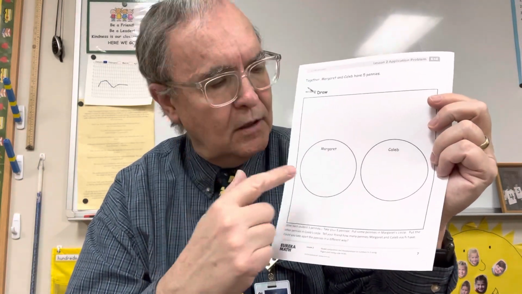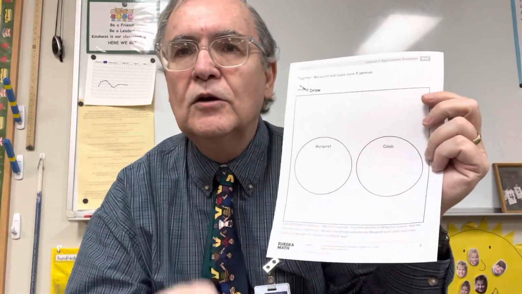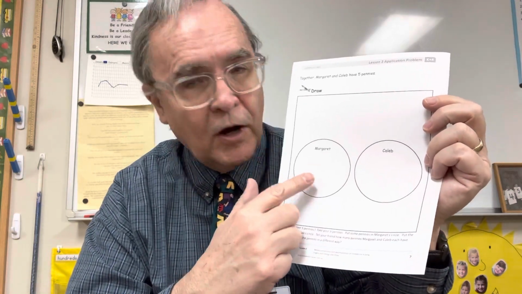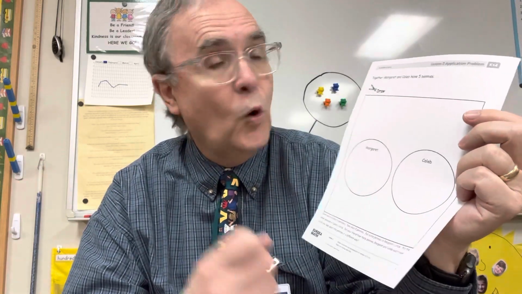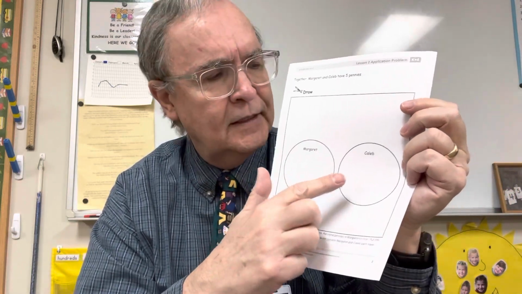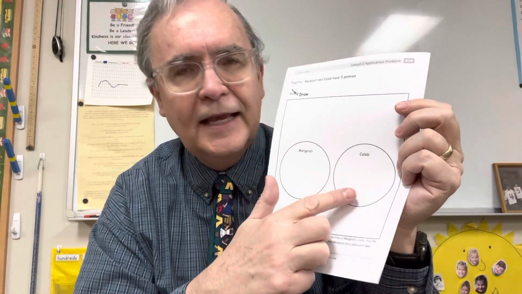Now, I think that Margaret could have had 1 penny and then Caleb would have had 4 pennies. Did you do that one? Or Margaret could have had 2 pennies and then Caleb would have had 3 pennies. Or Margaret could have had 3 pennies and then Caleb could have had 2 pennies. Or Margaret could have had 4 pennies, and Caleb could have had 1 penny. That's pretty much all of them.